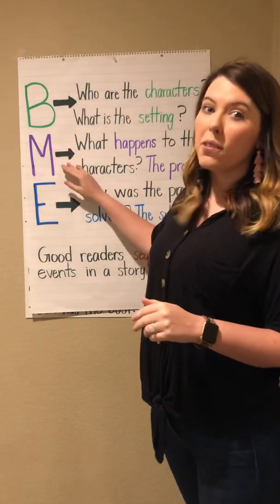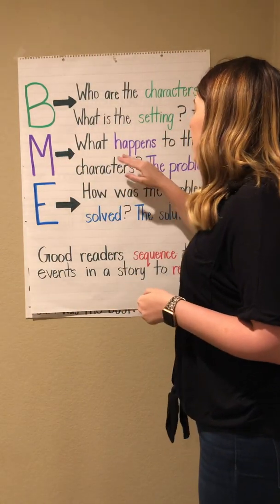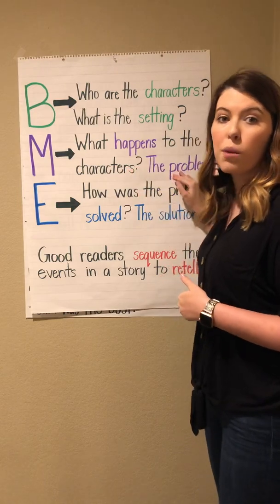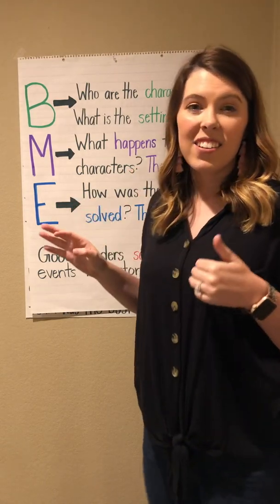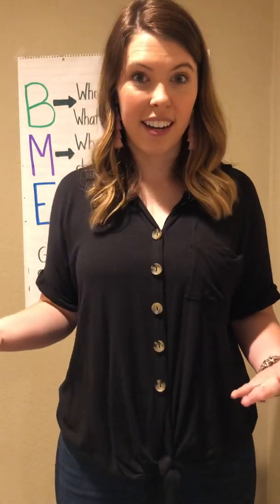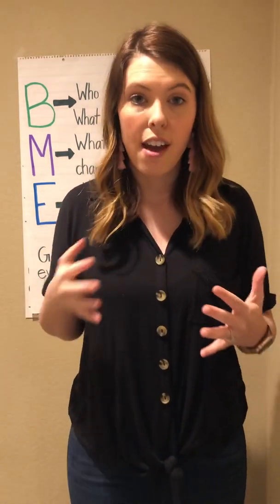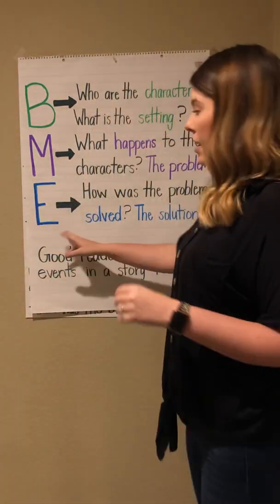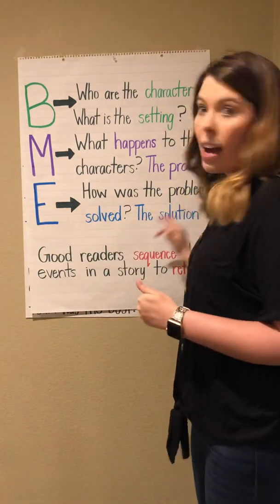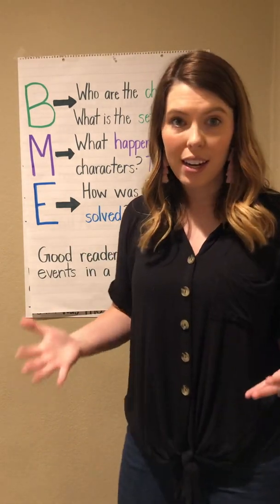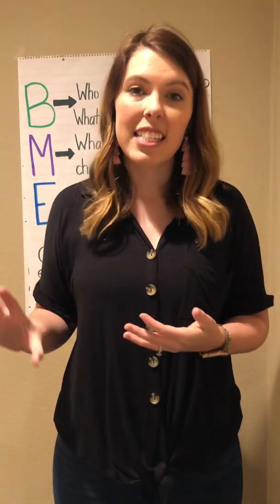Okay, the middle of the story. Okay, this is what happens to the characters or the problem. Okay, so there's always going to be a problem and solution in a fiction story. So the middle of it is going to tell you what the problem of the story is, what's happening to that character or characters. Okay, so the middle is always going to tell you the problem. So that means the end is going to tell you how the problem was solved, or the solution to that problem that was said in the middle of the book. The end is going to tell us how it was solved.